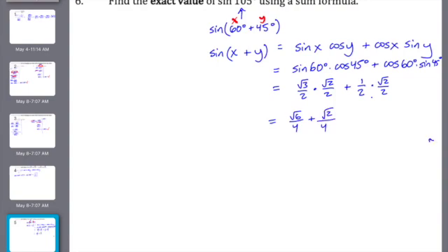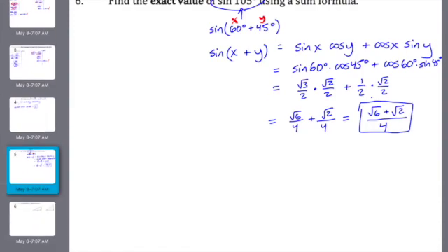2 times 2 is 4. And we have a common denominator, so our answer is just going to be root 6 plus root 2 all over 4. All right, so again, you're not just plugging this into a calculator and spitting out the decimal. I want to see the exact value, so you should be using one of those identities.